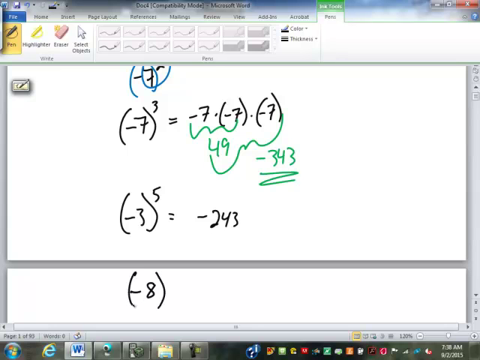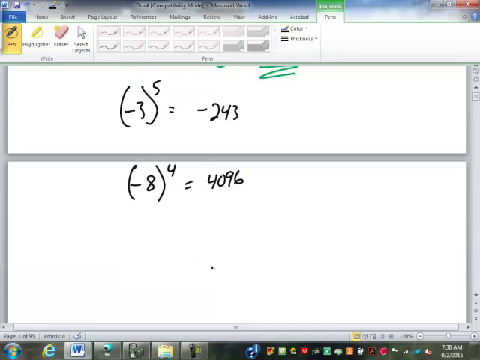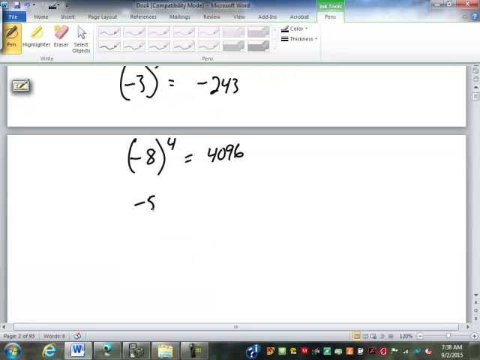Negative 8 to the power of 4, positive or negative? Positive, and it'll be 4,096. How about negative 5 to the power of 6? Positive, 15,625. So you get the point. Even power, the result has to always be positive. An odd power, if we're starting with a negative base or negative number, it can be negative.